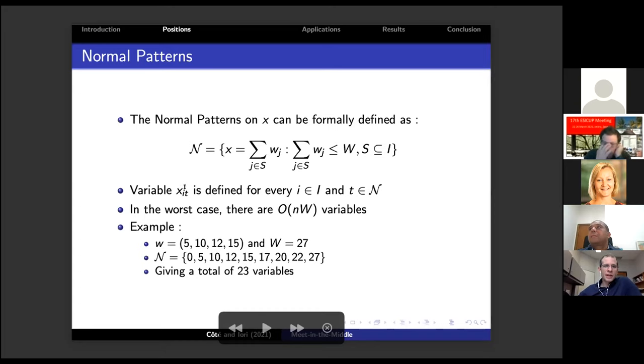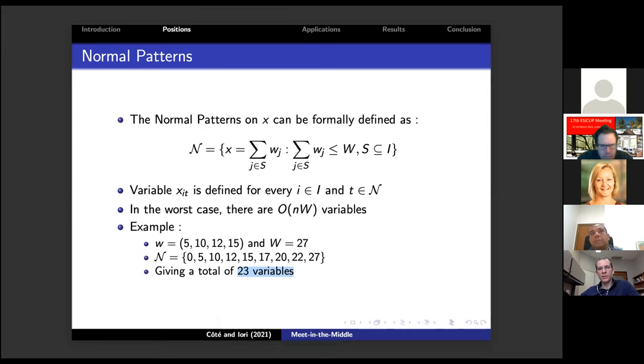identifying if item i is placed in position t. So we'll have a variable for every item and for every position. And in the worst case, I will have this pseudo-polynomial number of variables. So it can go quite large for some instances. And here I just have a small example with four items and this capacity. And it would give me 23 variables. So the normal patterns give me 23. And I'm interested in ways I can reduce this number of variables.